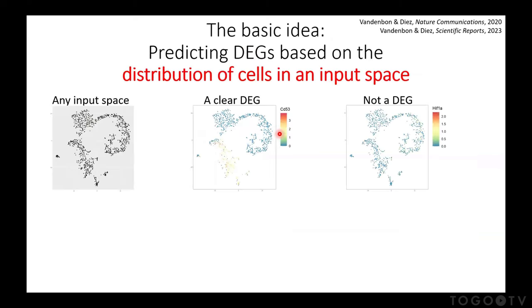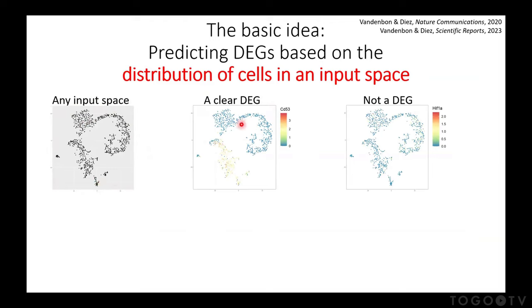I want to try to explain the concept first. Instead of comparing between the clusters, we will look at the distributions of cells in some input space. Here I'm showing an example data set. These are the cells inside some space. This is 2D, but please imagine that it's not really 2D. It could be like 10 principal components or something.